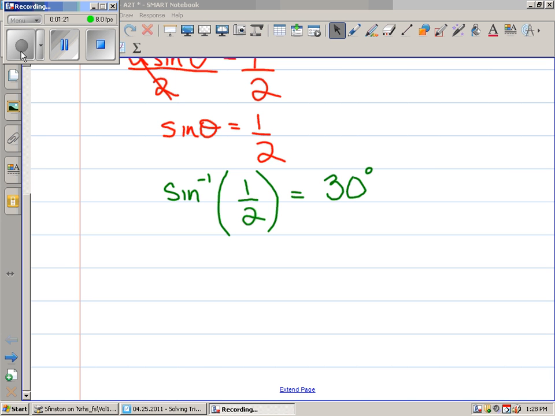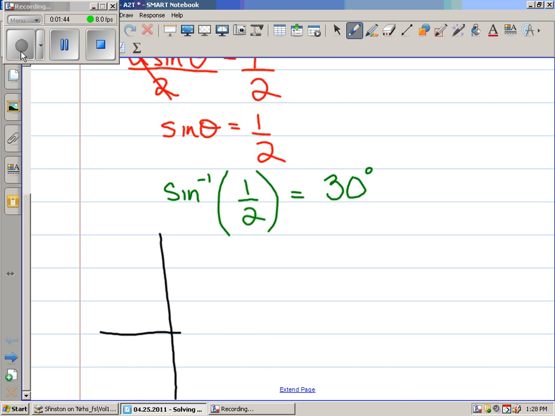So, any ideas as to what to do next? Here, let me give you a little bit of a hint. Sine of theta equals a half. Let me draw that in for a second. Maybe this is going to help you out a little bit. Sine theta equals a half, and not only does it equal a half, it equals positive 1/2. So in what quadrants is sine positive? 1. Let's draw that in.